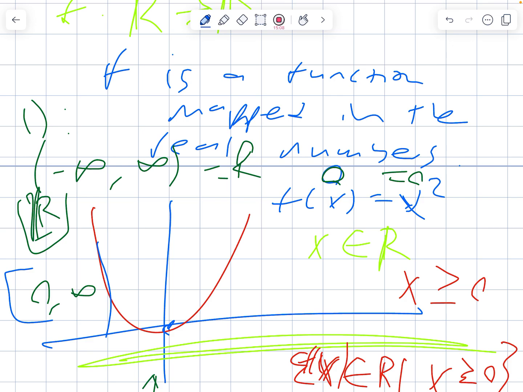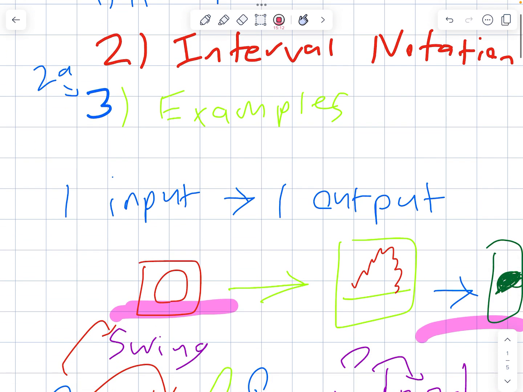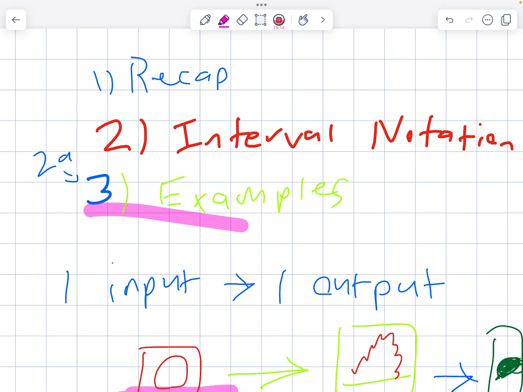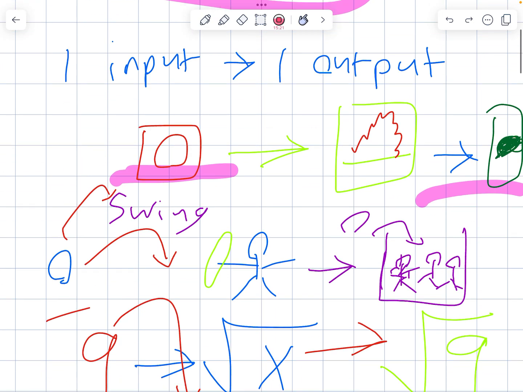And that's all I'd like to cover. Let's recap. Interval notation, we covered. We'll do a few more examples next time. Let's put a box around it. We recapped interval notation. Before we get to the recap, let's go over this again.